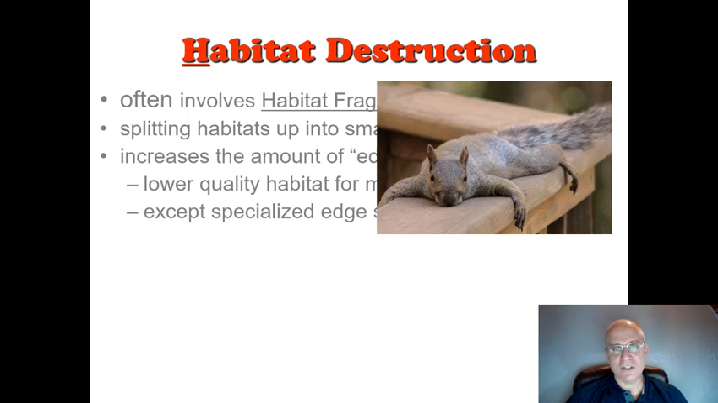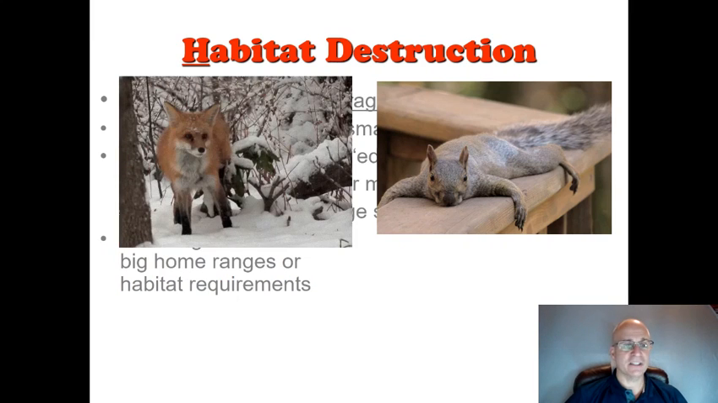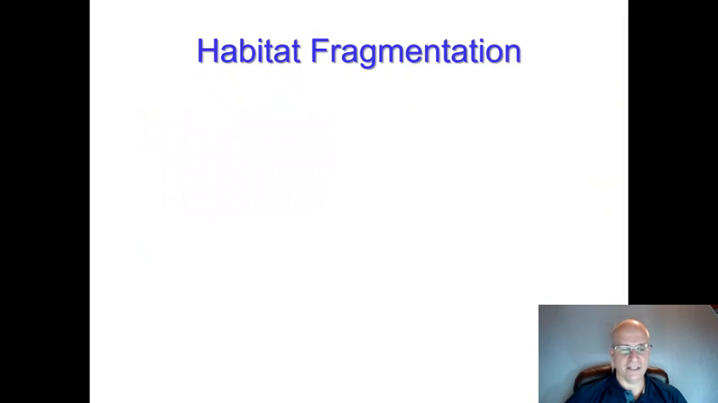Animals like the gray squirrel and the American robin do really well in edge areas. But organisms that have, say, a big home range or big habitat requirements, like the red fox, which I also took this picture of in my backyard, they don't do real well with edge. They need nice, big, native areas without a lot of edge in it.